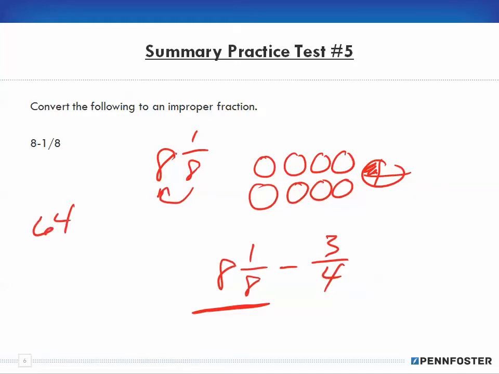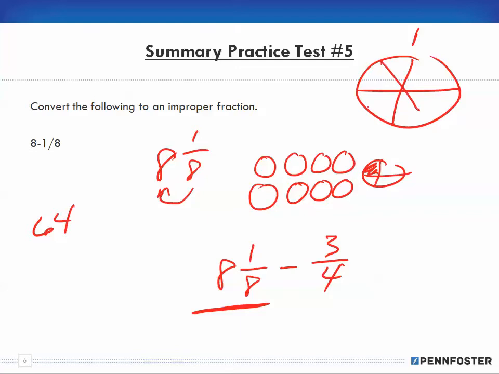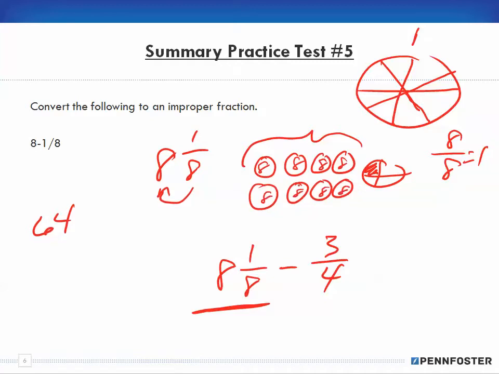Okay, and the reason why we do that is because, remember, this circle represents one whole number, and when I chop it up into eighths, I'm dealing with a denominator of 8. Any number over itself is equal to 1, and that means I have 8 parts in 1. And if I have 8 whole numbers, this one has 8 parts, this one has 8 parts, 8, 8, 8, and 8.